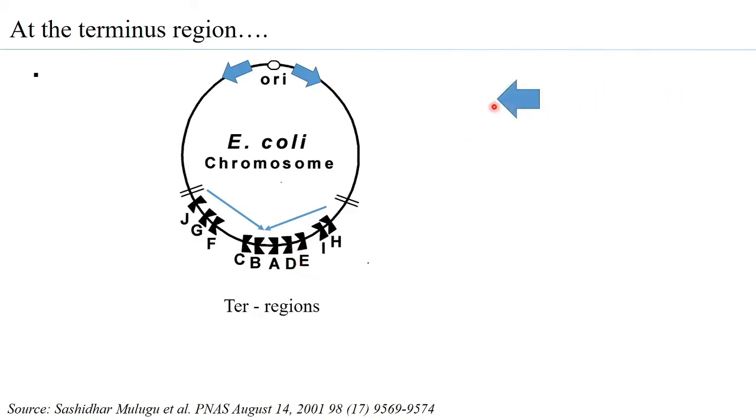That if you have one replication fork coming from one direction, say this comes from this direction, then if there is a positioned ter present over here, what one is observing is that this set of 5 is responsible for trapping this replication fork. So it gets into a trap and then it traps over here. Since it gets trapped over here, this replication fork is no longer going to move forward. Effectively, unwinding of the DNA will stop at this point. So the ter region is ensuring that the fork that is coming from this direction is trapped at this point.